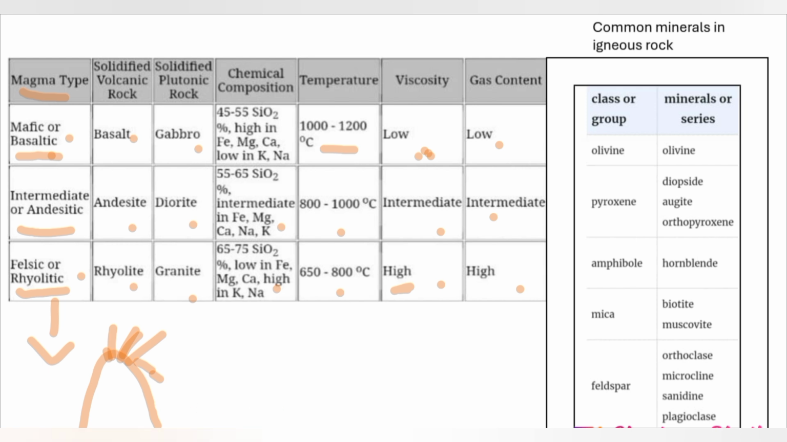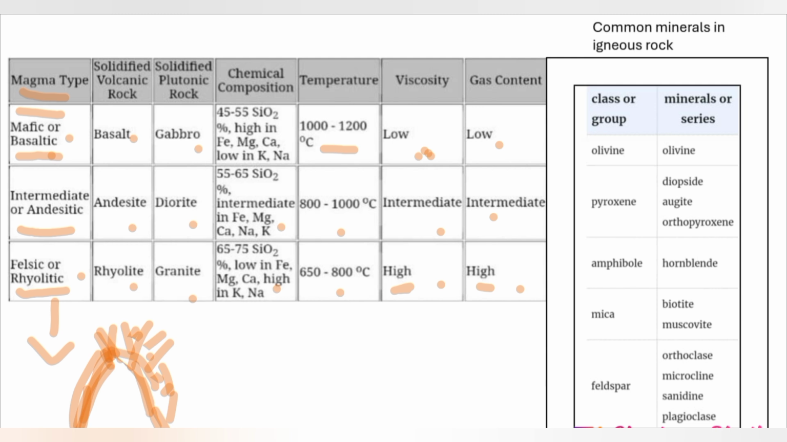So what happens is that the flowing magma will accumulate in the landform layer after layer. So it will have a steep kind of structure. That is what happens in the rhyolitic or felsic type of magma. That is, layer after layer the magma accumulates and forms a steep structure.